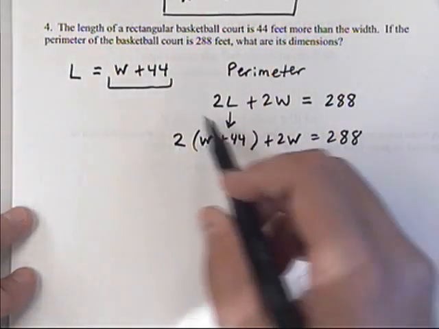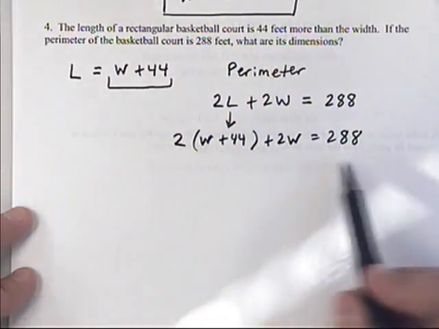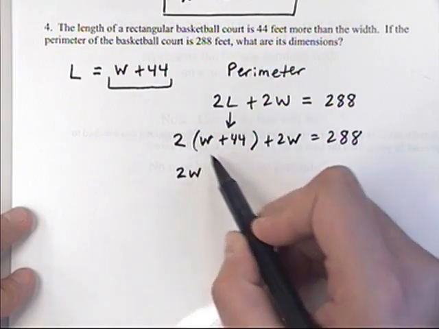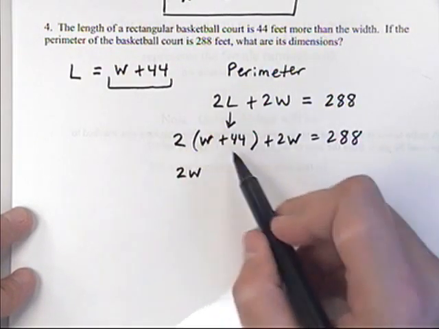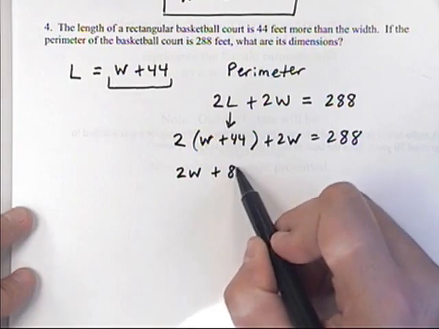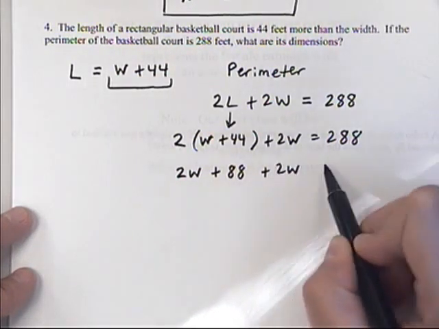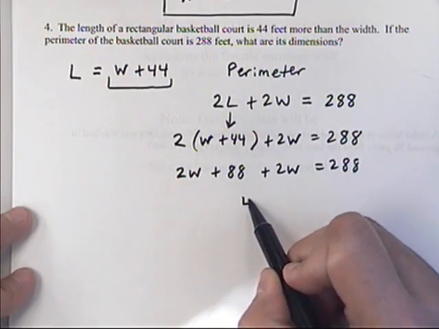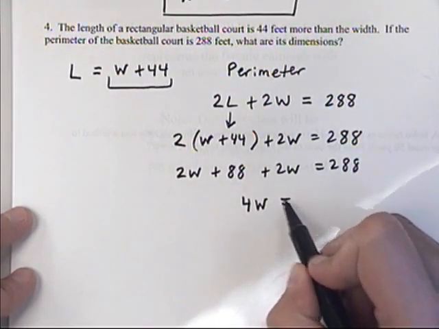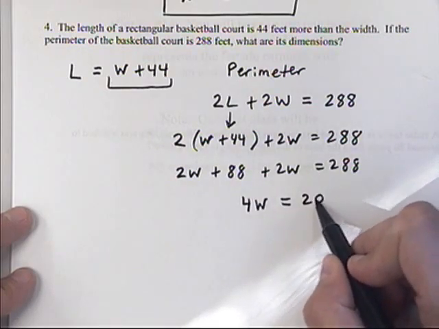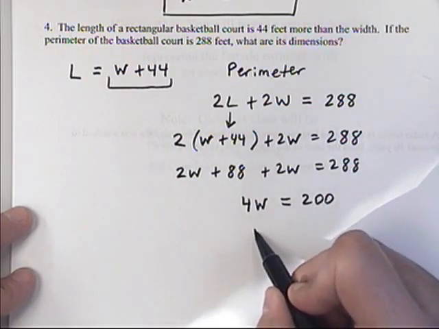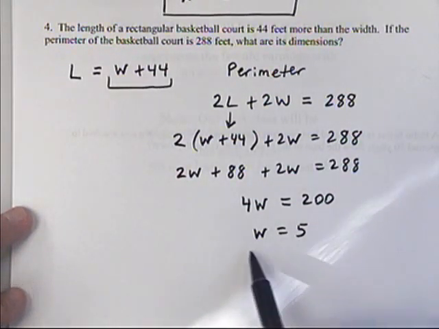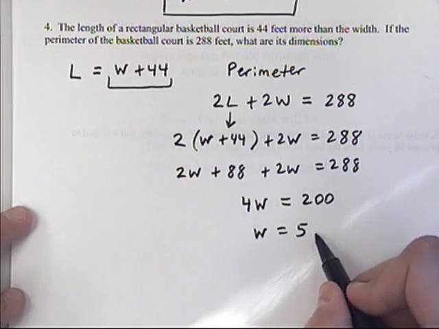So now instead of having 2 different equations, I only have one equation right here, and I can solve for W. I'm going to distribute the 2 with W and 88. I'm going to add the two W's together, and I get 4W. If I subtract 88 on both sides, I get 200. And if I divide both sides by 4, W equals 50. So the width is 50 feet.